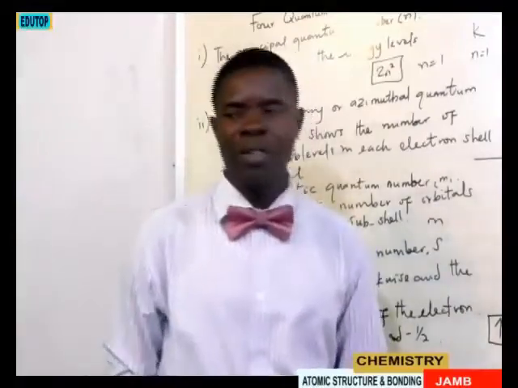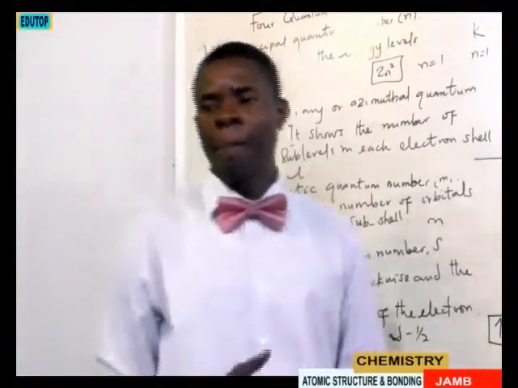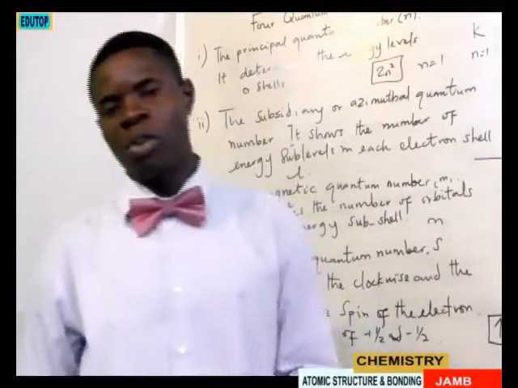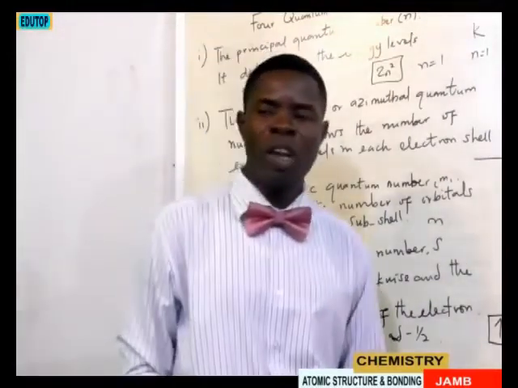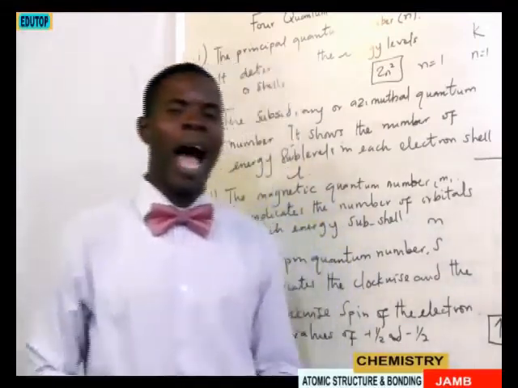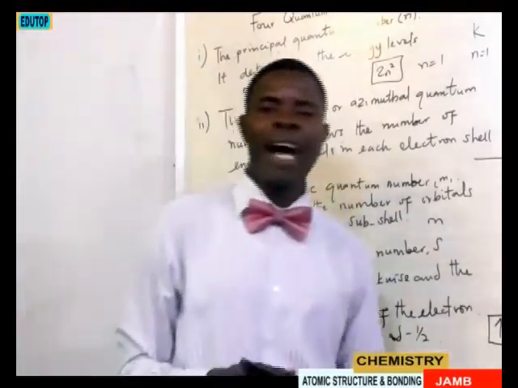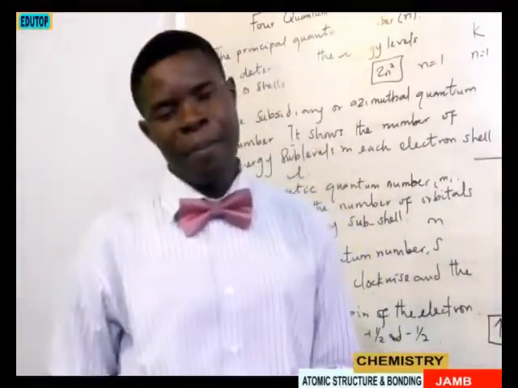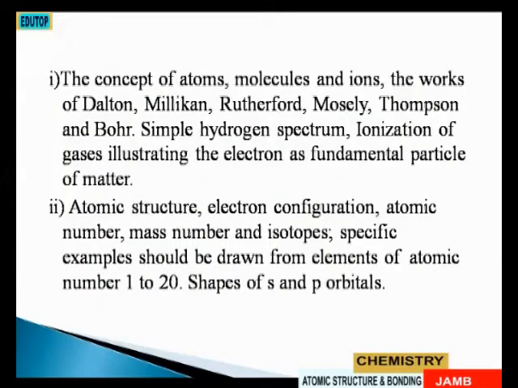of an atom. What about mass number? Mass number is the sum of protons and neutrons in the nucleus of an element. Isotopes are atoms of an element having the same atomic number but different mass number. Take note of that. Specific examples should be drawn from elements of atomic number 1 to 20.